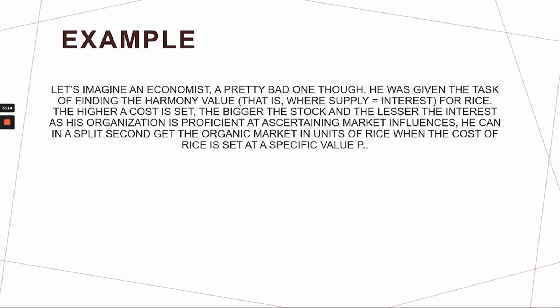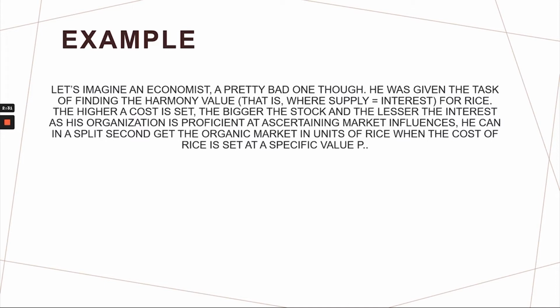So let's imagine an economist, a pretty bad one though. He was given the task of finding the equilibrium price, that is the price where supply equals demand for rice. But he needs to remember the higher the price is set, the larger the supply and the lesser the demand. As this company is very efficient at calculating market forces, he can instantly get the supply and demand in units of rice when the price of rice is set at a certain price P. So he is allowed to call functions getSupply(K) and getDemand(K), which will do exactly what is stated in the problem.